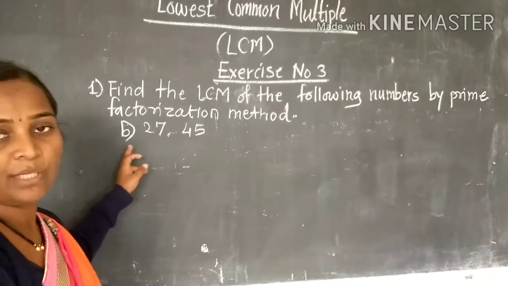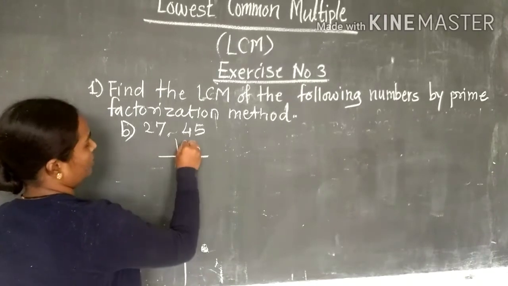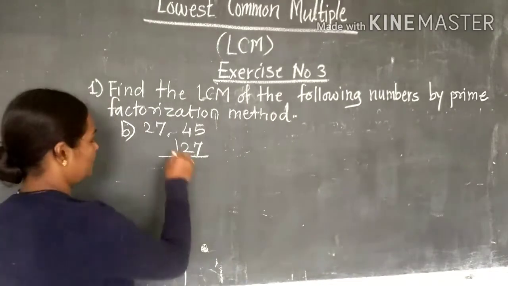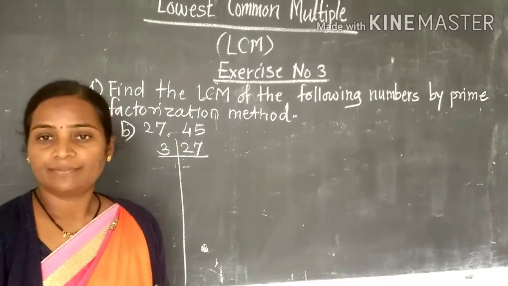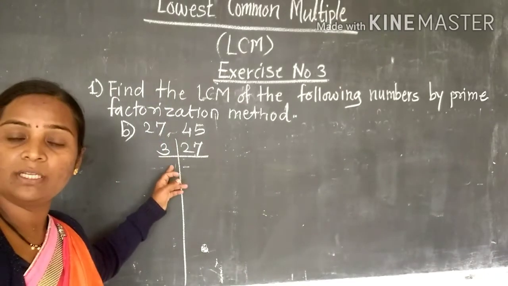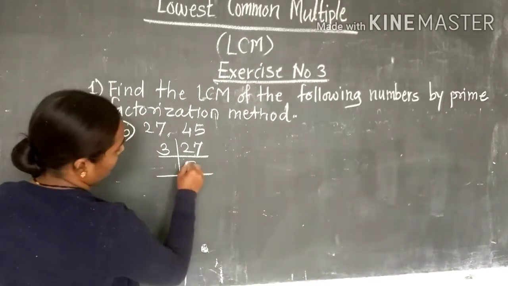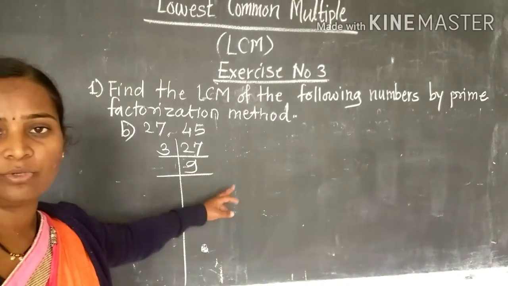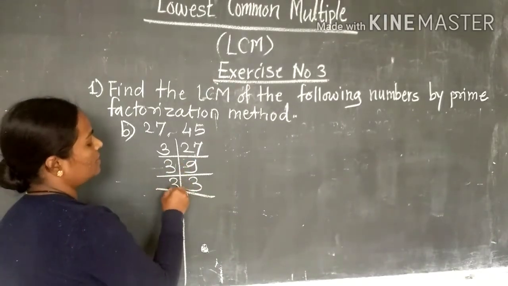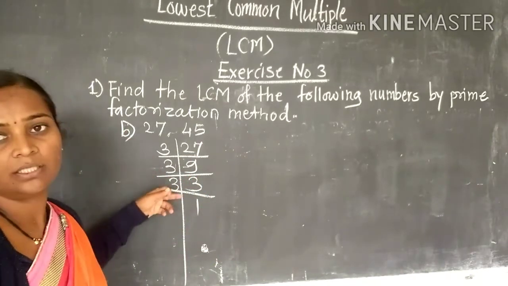Here is the next example, 27 and 45. So let's do this. 27: which number will be there? 3. You have to divide 27 by 3. Then count the 3 table up to 27. What will you get? 3 9s are 27. Write the quotient below. Then 3 3s are 9, 3 1s are 3. So for 27 we got 3, 3 and 3.